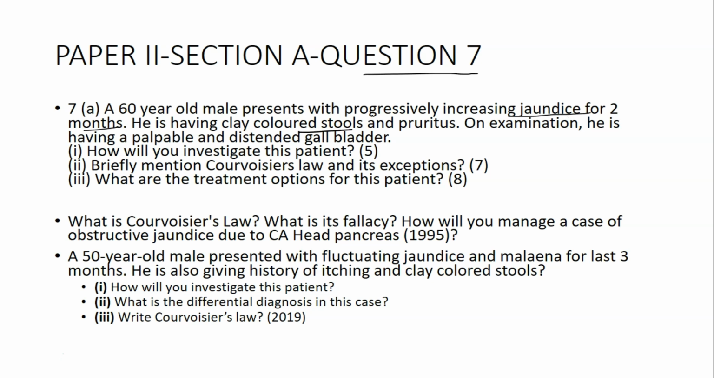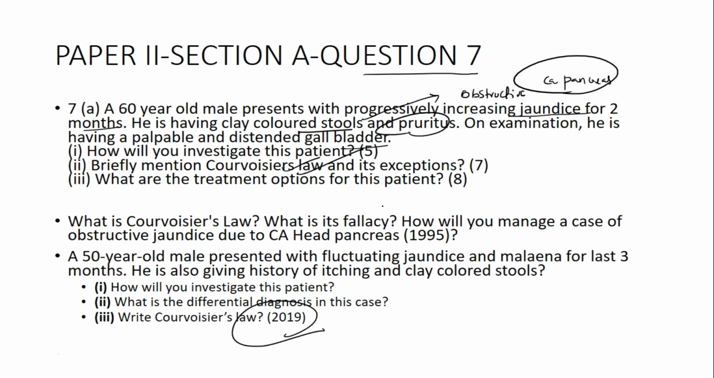Clay colored stool, jaundice, clay colored stool, pruritus. So I am talking about obstructive jaundice. Simple. Obstructive jaundice with palpable gallbladder, Courvoisier's, it is CA pancreas, which was discussed in detail in the video along with the management. So what is Courvoisier's law? It's a repeat from 2009 again. Even in 1995, long back, they asked what is this Courvoisier's. Now it has come up again.